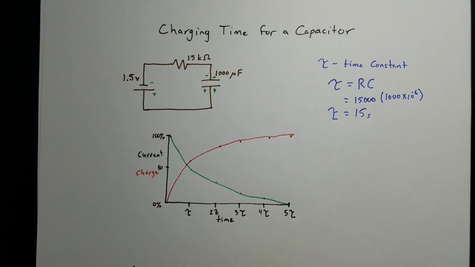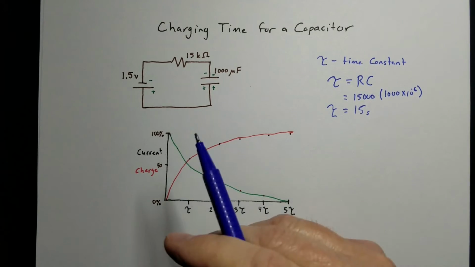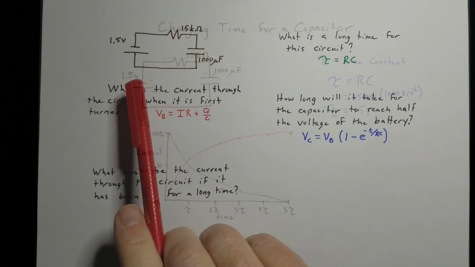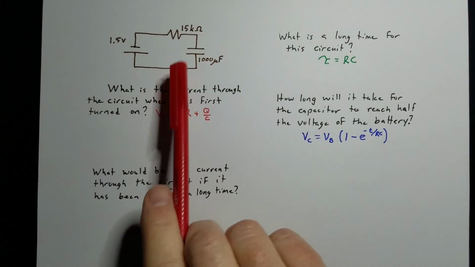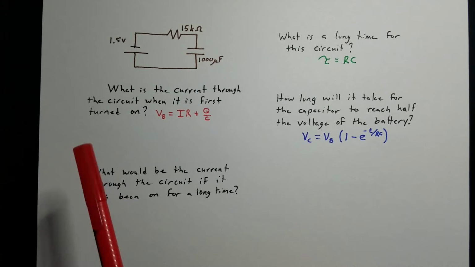So let's do a problem with one of these and actually calculate some of these values and times for a specific circuit. Matter of fact, this one right here. Here's our circuit again. Same resistor, same capacitor. And I want to figure out the current going through the circuit when it's first turned on.